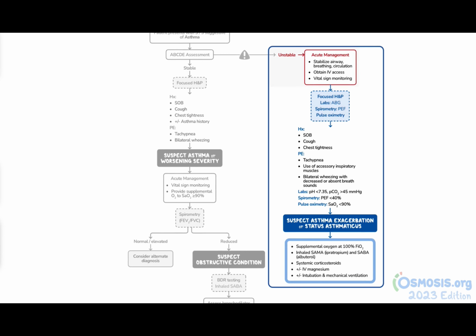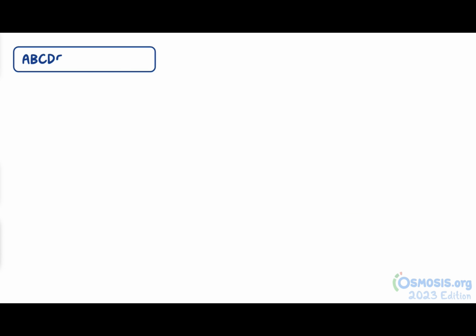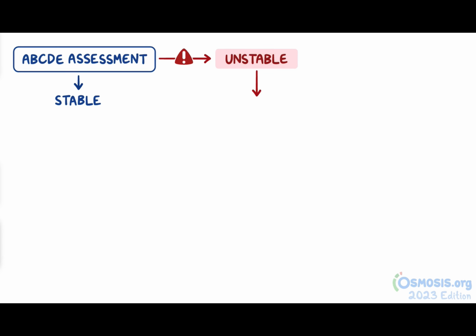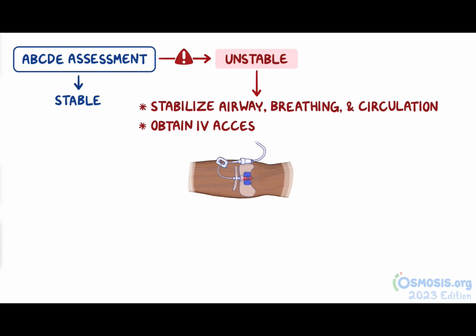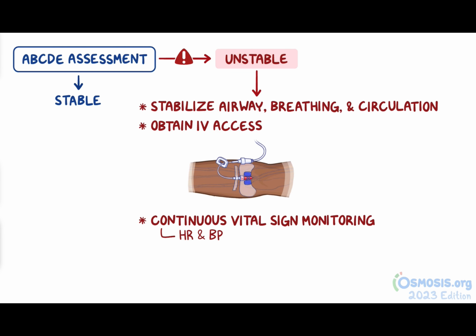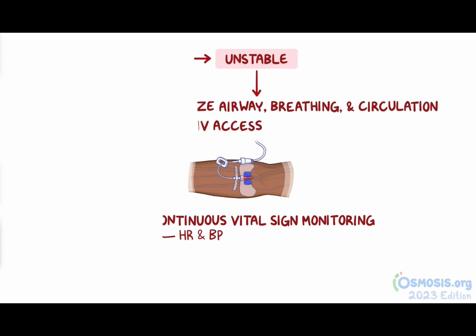Now, if you suspect asthma, you should first perform an ABCDE assessment to determine whether your patient is stable or unstable. If they're unstable, stabilize their airway, breathing, and circulation, obtain IV access, and begin continuous vital sign monitoring, including heart rate and blood pressure. Next, obtain focused history and physical, order labs, including ABG, and perform spirometry to assess the patient's peak expiratory flow, or PEF for short. Finally, don't forget to place your patient on pulse oximetry.